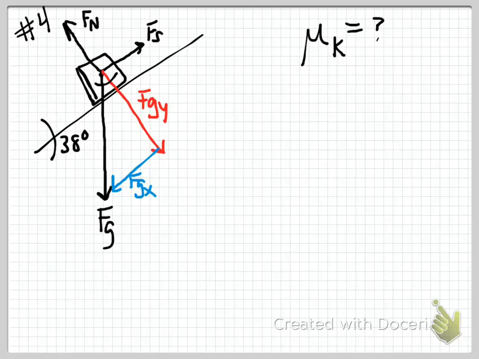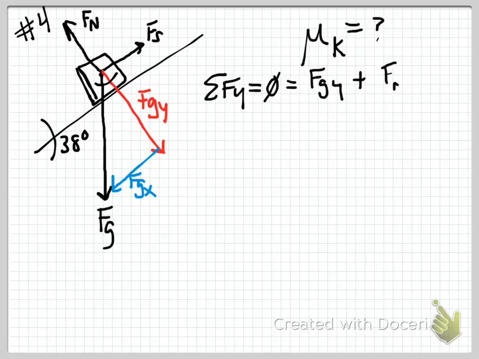Well, what things do we know? So first of all, let's do some sum of forces work. Sum of forces on the y is equal to 0. Wagon and child are not rising up into the air, nor are they sinking down through the pavement. And what are all of our forces on the y? F of Gy and F sub n for normal force. And so we know then that negative F of Gy is equal to the normal force.